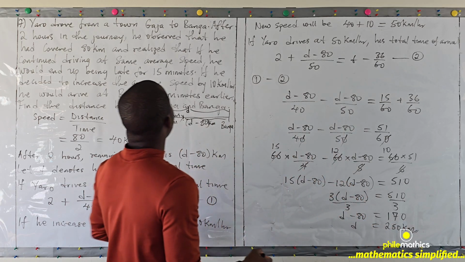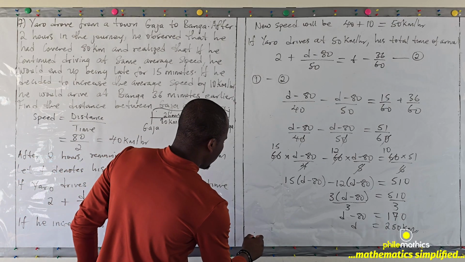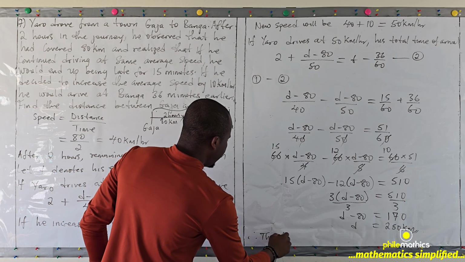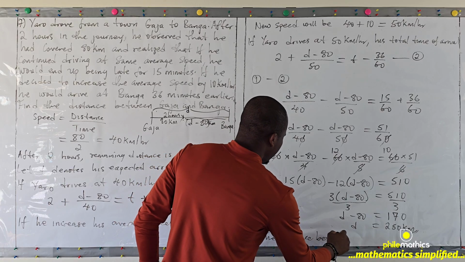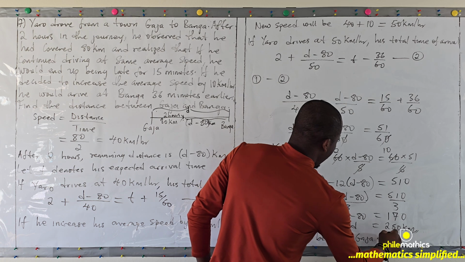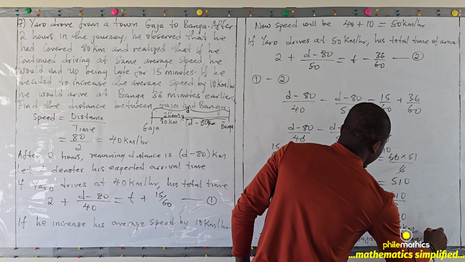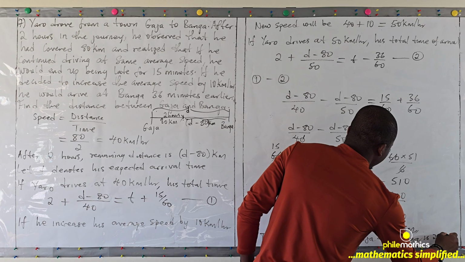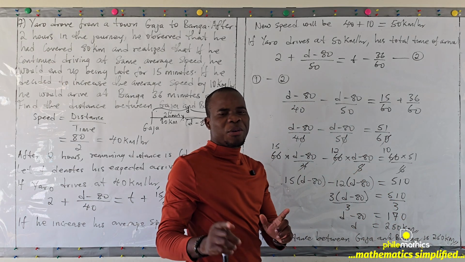So what we are looking for, we are asked to look for the distance between Gaja and Baja. Therefore, the distance between Gaja and Baja is 250 kilometers. Such an interesting question.